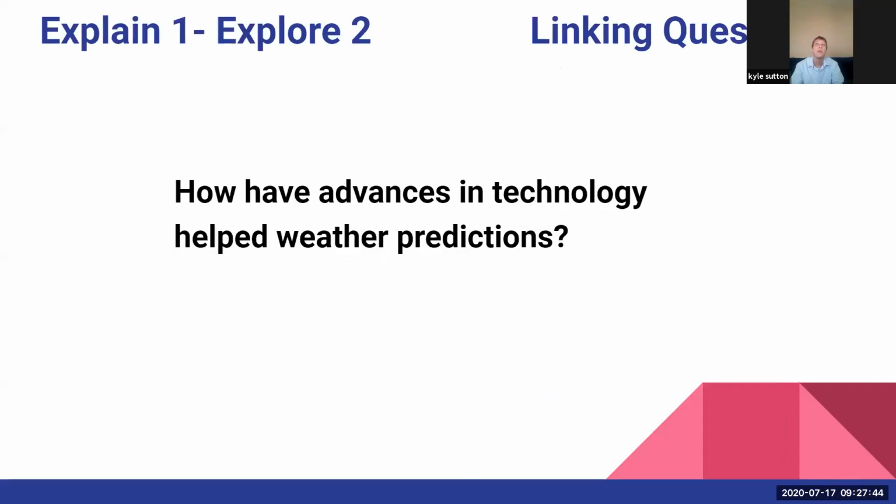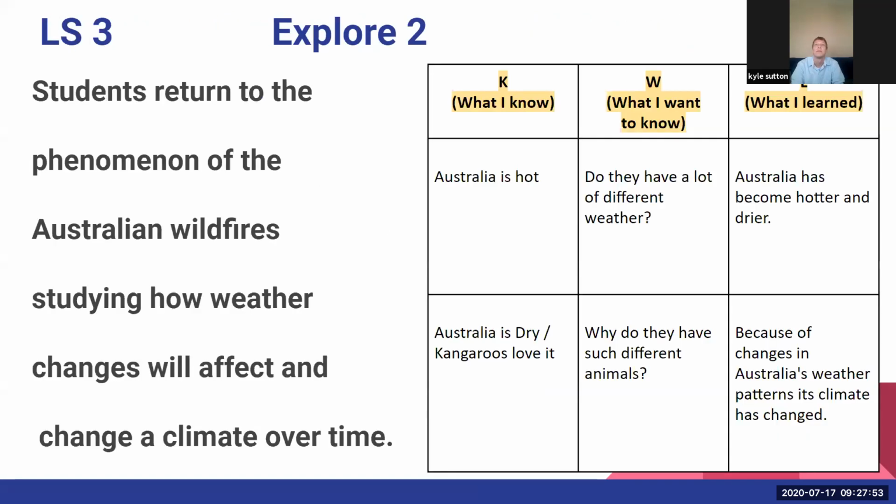Okay. So now we're linking to the next Explore. How have advances really helped in weather predictions? So we're going back to the Australia wildfires here. Students are going to do some research and learn about weather patterns and climate changes in Australia over time. And they're going to make a simple KWL chart from that so they can express what they know, what they want to know, and what they learned. Here's just a simple example of something you can expect.